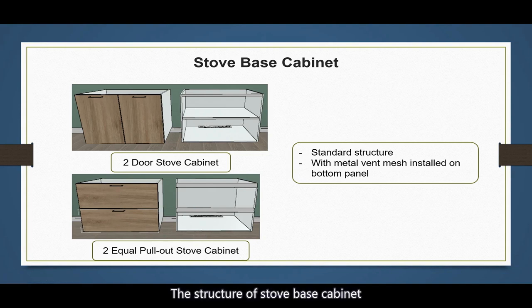So the structure of the stove-based cabinet is the same as the door-based cabinets. The only difference is that we have a vent mesh installed on the bottom panel. This allows the water to go in from the back panel and go into the whole space, like here.